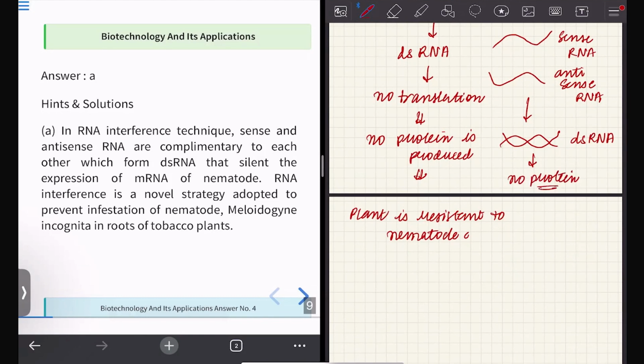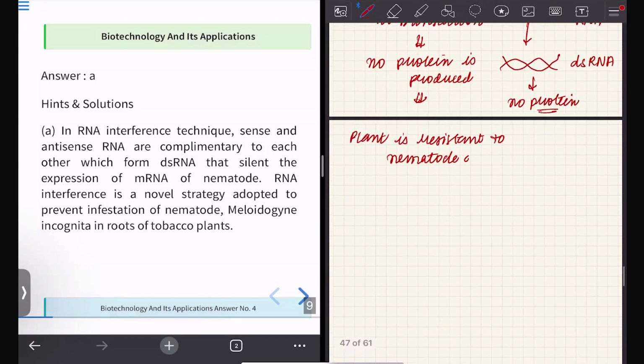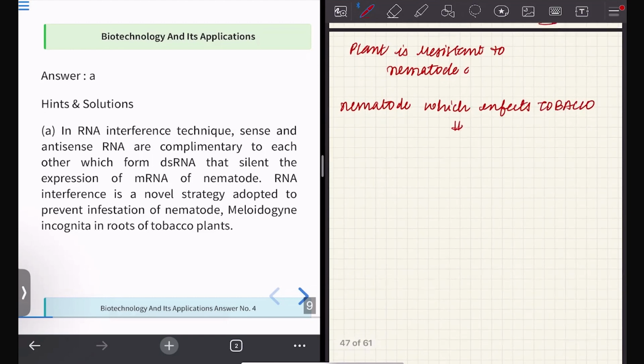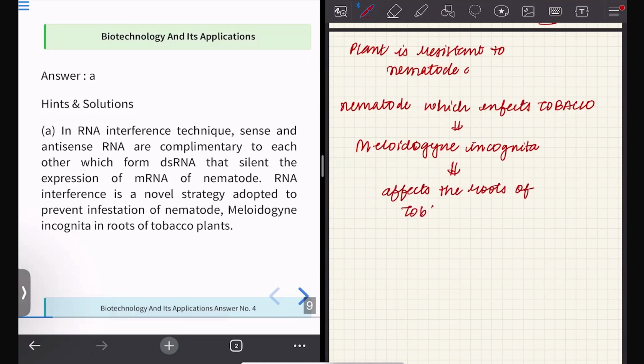So which was this protein? This was the protein that was produced by the nematode, which infected a tobacco plant. What is the name of the nematode which infects tobacco? The name of the organism is Meloidogyne incognita. This particular organism affects the roots of tobacco plants.